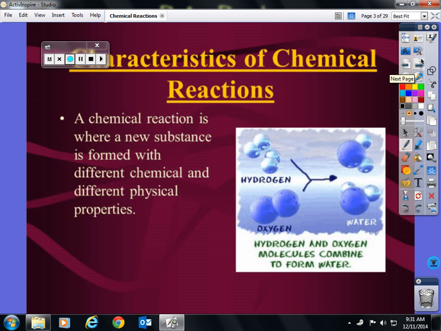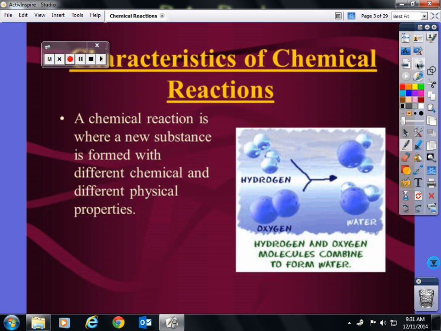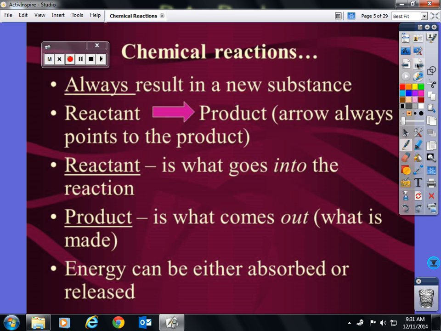It gives you an example in the picture. Hydrogen atoms are by themselves, oxygen by themselves. Hydrogen is explosive, so is oxygen, actually flammable, but together they make water. You should have all of this in your notes. Chemical reactions always result in a new substance. The reactant is always on the left side of the arrow, and the product is always on the right, so the arrow should always point to a product. Reactant is what goes in, and a product is what comes out.